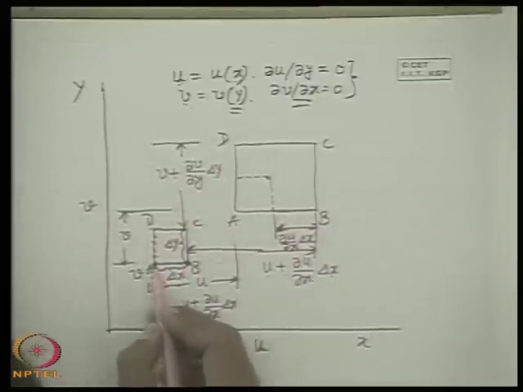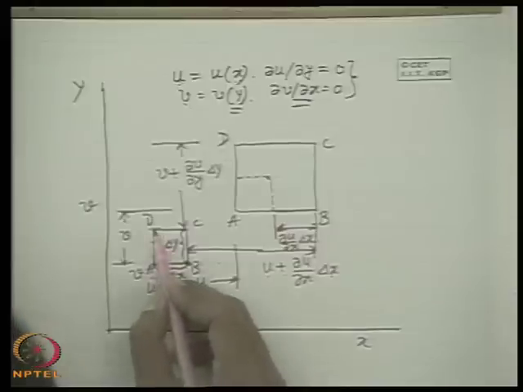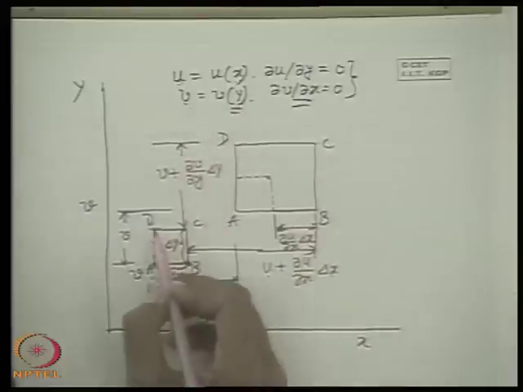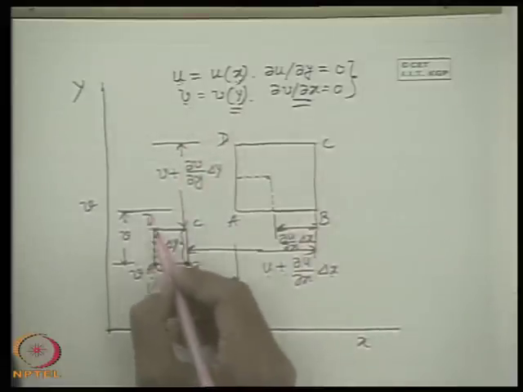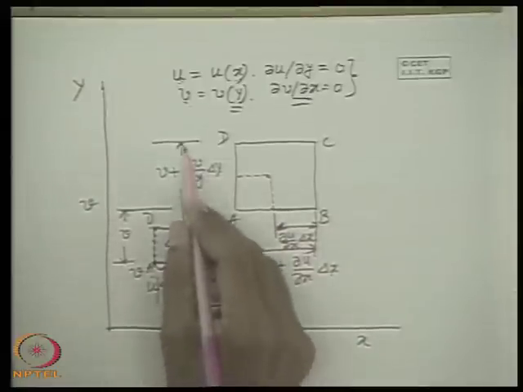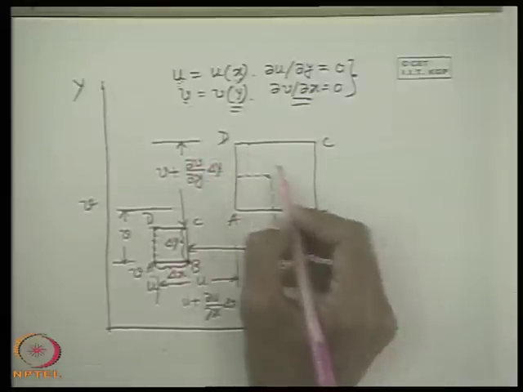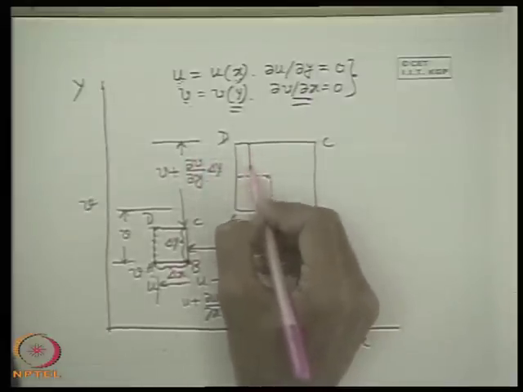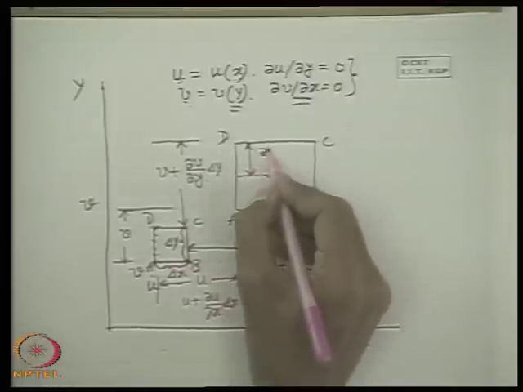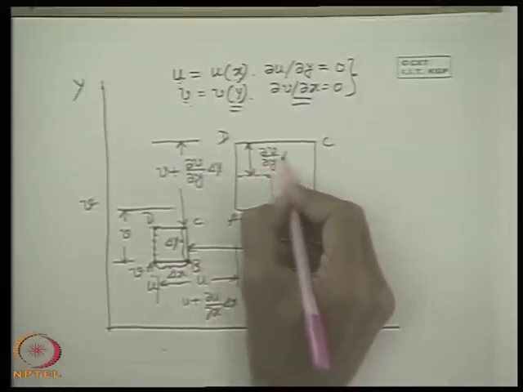This is because if v is the velocity at A, then the velocity at D, because of the variation of v with respect to y, will be v plus ∂v/∂y dy. This is the velocity at D. So, D will move by this amount. Therefore, we see that this displacement or elongation in the y direction is ∂v/∂y Δy.